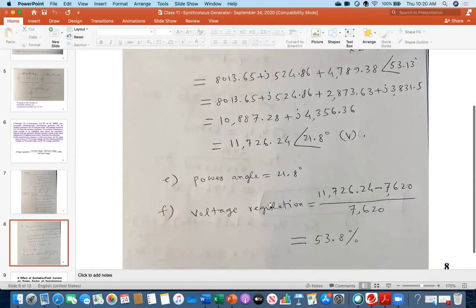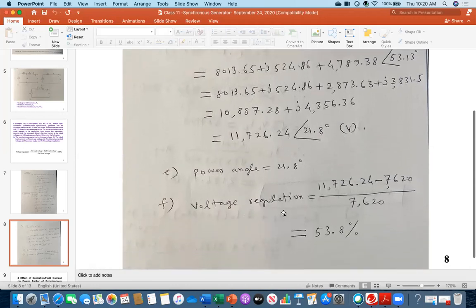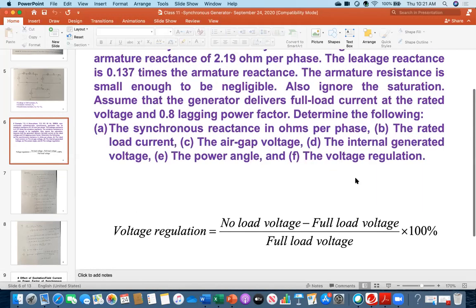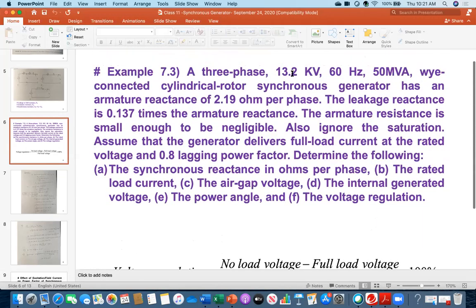Now, the last question, voltage regulation. You know the definition: no load voltage minus full load voltage, divided by full load voltage, and then make it percentage. So the full load voltage is that one, the terminal voltage. This is the full load voltage.